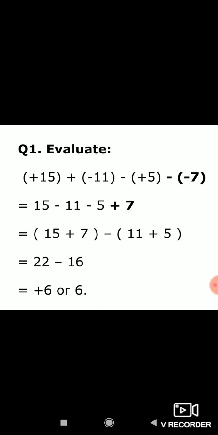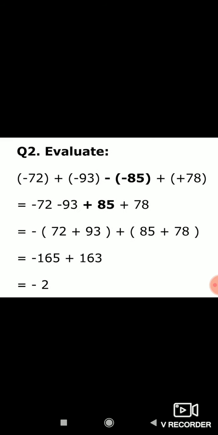So here we will add up the positive integers and negative integers separately, and then we will subtract them. So we add 15 plus 7 and we get 22, and we add 11 and 5 we get 16. Now we will subtract 16 from 22 and we get the answer plus 6, or you can write simply 6.